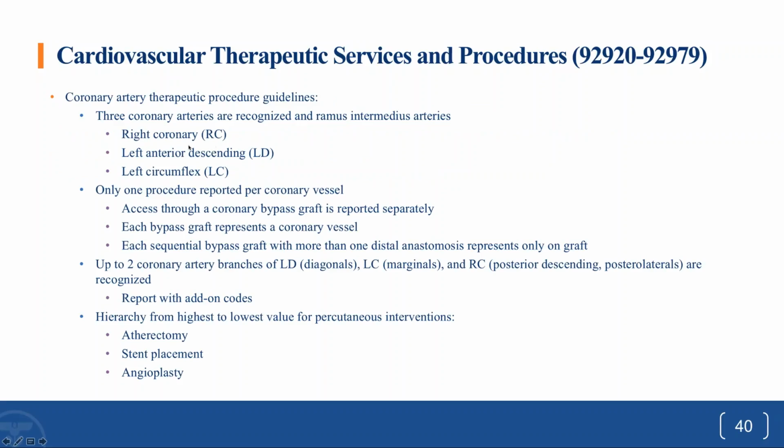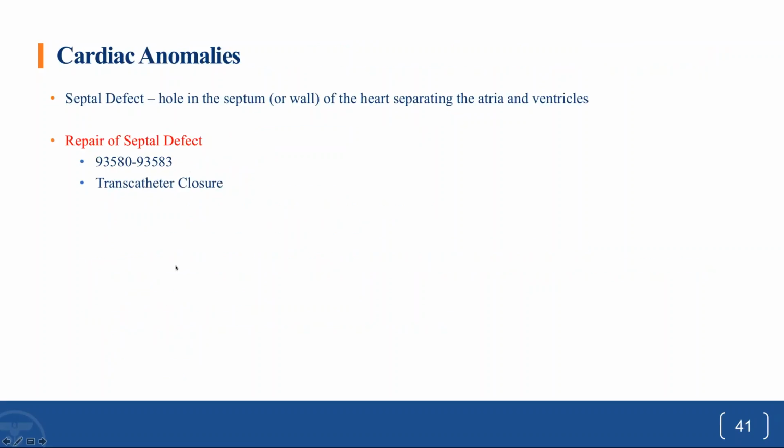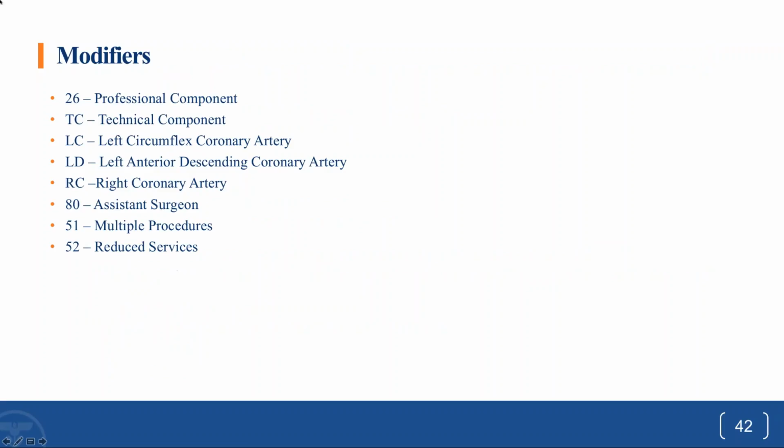Now, I was telling you about some of the modifiers you may see in the cardiovascular procedures. RC stands for right coronary, LD, left anterior descending, then you have left circumflex. So you'll be looking for these terms. They will be in your question, but remember that the modifiers will also be appended onto the CPT codes. And we spoke about the septal defects. I think this is the last slide on that.